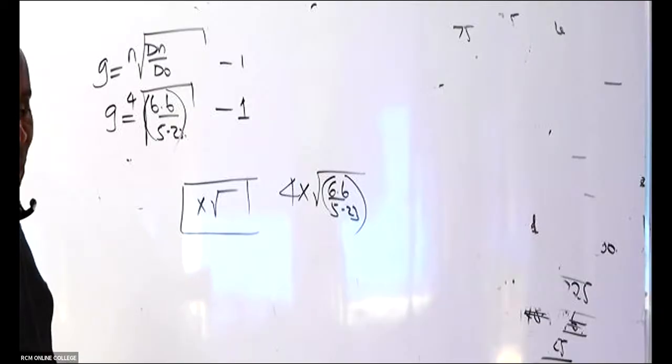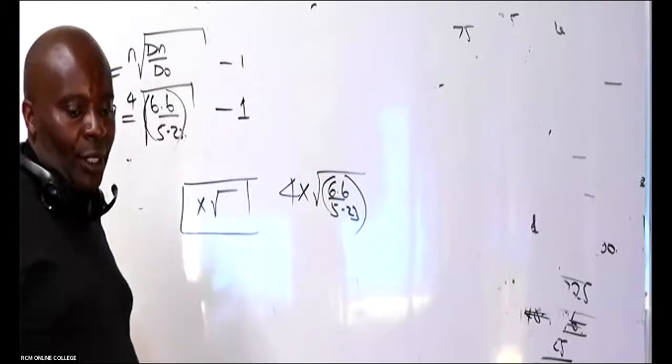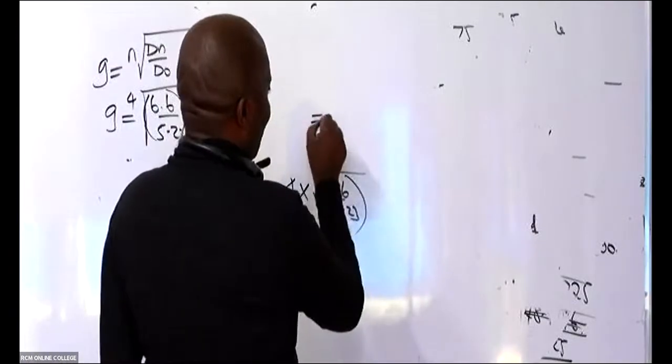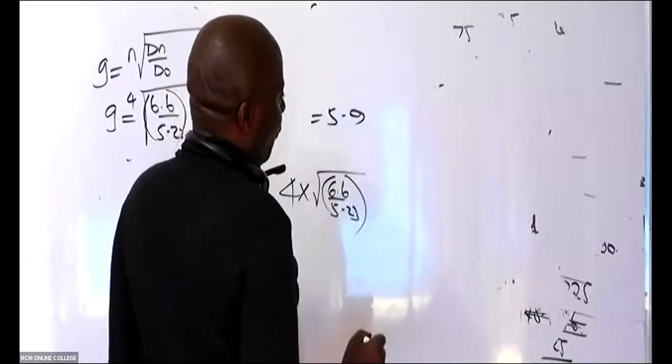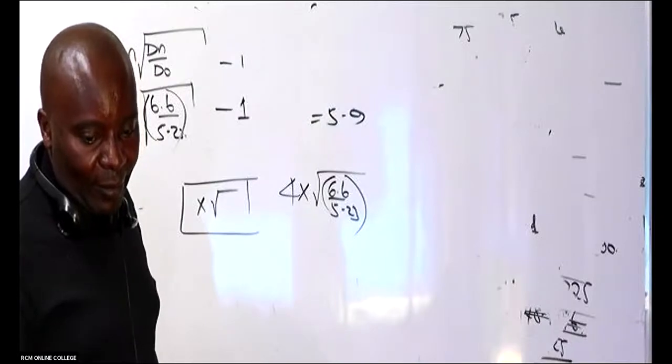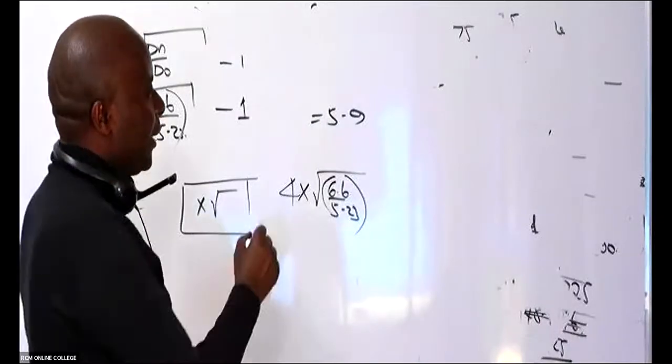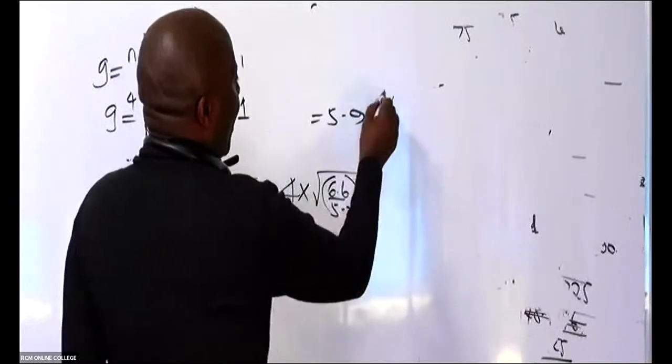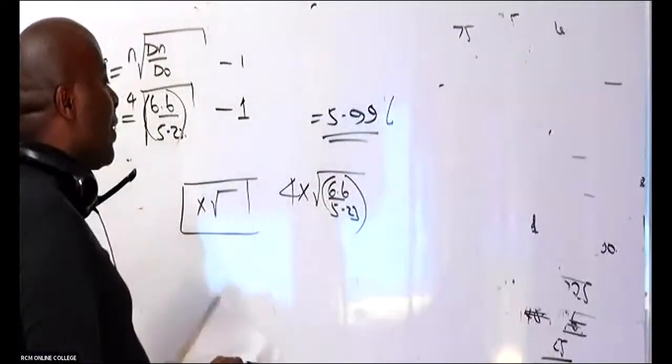You'll get 0.0 something, times 100. That's what these ninjas are getting: 5.9 something, 5.99%.